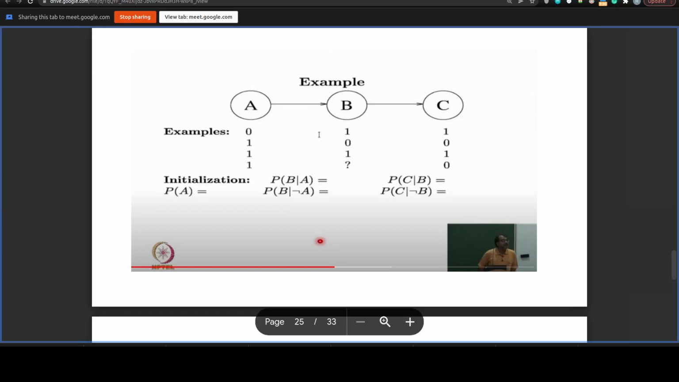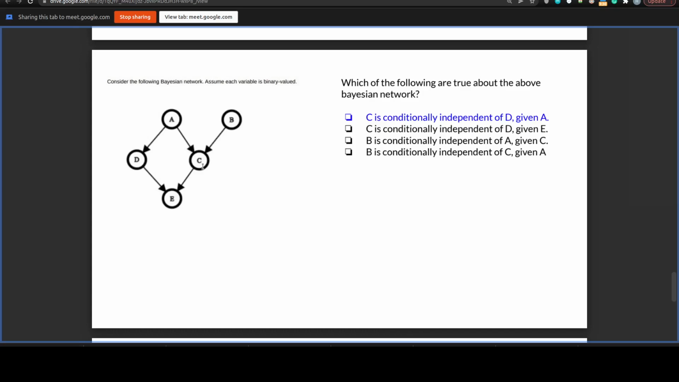That means that this C has its parents, that is A and B, right? So the probability of C only depends on A and B, right? So C is conditionally independent of D given A, right? Even if I put D right here, if you are given A, then A is influencing this, so this will be independent, right? Because C is being only influenced by A, and if I specify A, they become independent, because A is only influencing them.